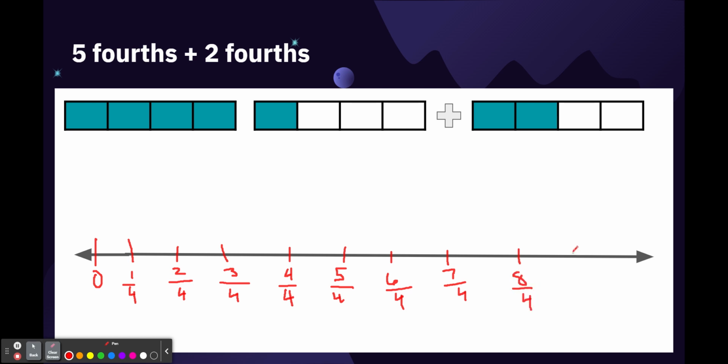8/4, 9/4, and I'll go ahead to go to 10/4. So when we're using a number line, we're going to go ahead and find where 5/4 is, and 5/4 is right here. I need to add 2 more fourths. So I have 1, 2 more fourths right here, which is going to give me an answer of 7/4. So both strategies will work. Just use whichever one works best for you.